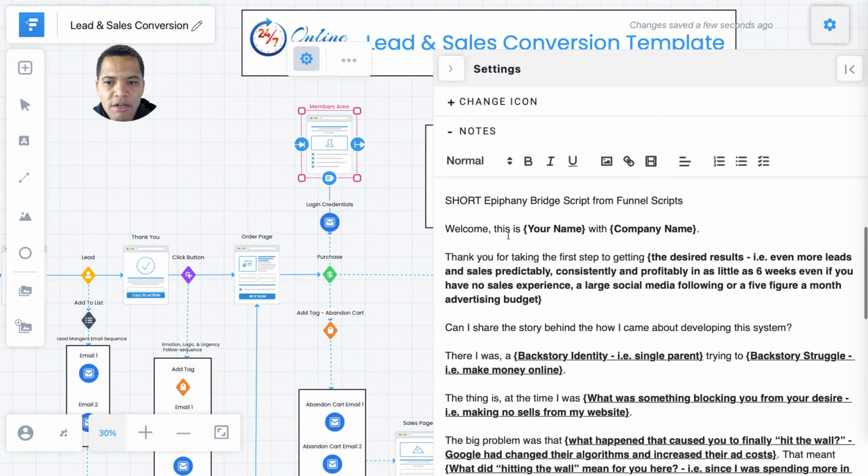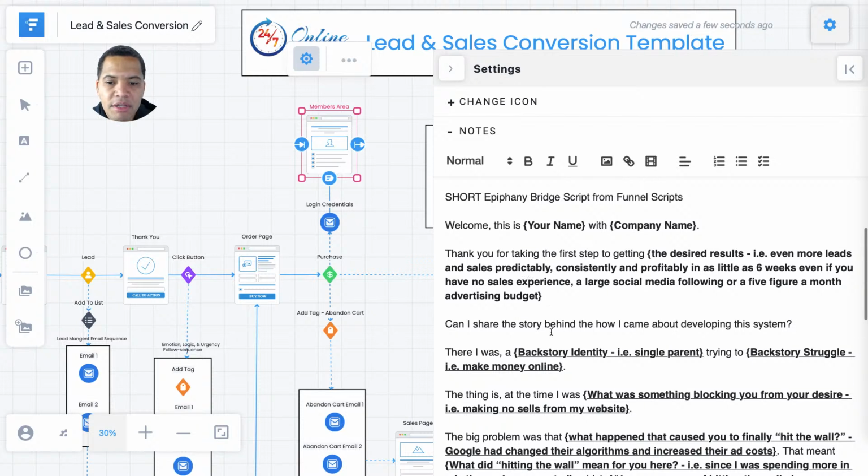So it's what we call in the Funnel Scripts the short Epiphany Bridge script. If you go to funnelscripts.com, you can subscribe and become a member, and you can get even more scripts and the longer script for this. But I've taken this Epiphany Bridge script and tweaked it a little with some of my own stuff, to make it a little more personable.